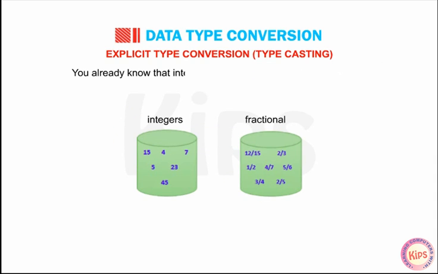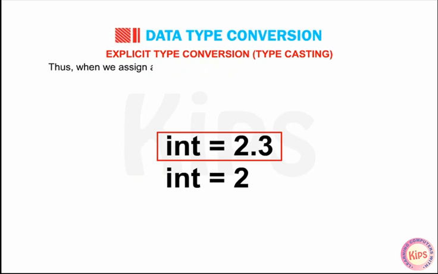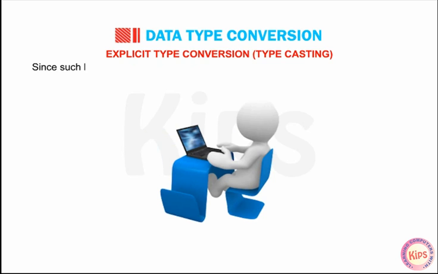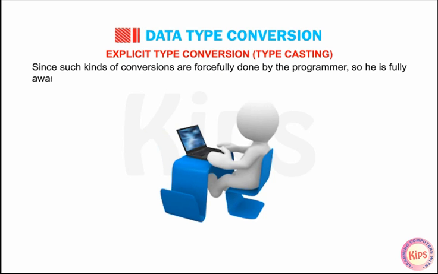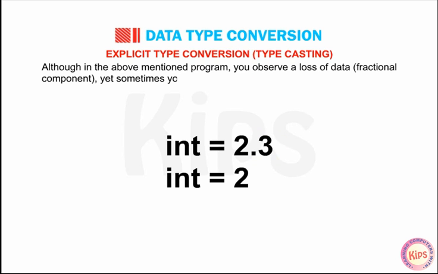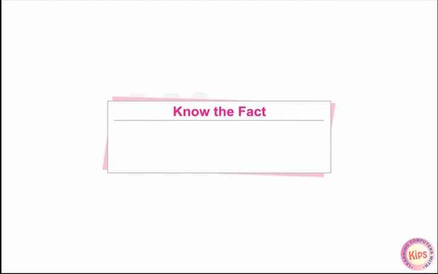You already know that integers do not have fractional components. Thus, when we assign a float type value to an integer type variable, the fractional component is lost. Since such kinds of conversions are forcefully done by the programmer, he is fully aware of the changes in the output of a program. Although in the above mentioned program you observe a loss of data, the fractional component, yet sometimes you are willing to perform such operations.